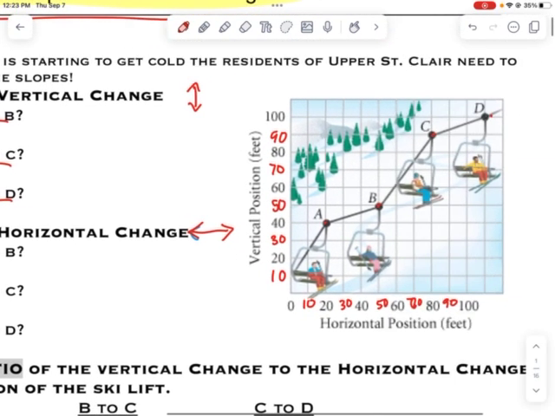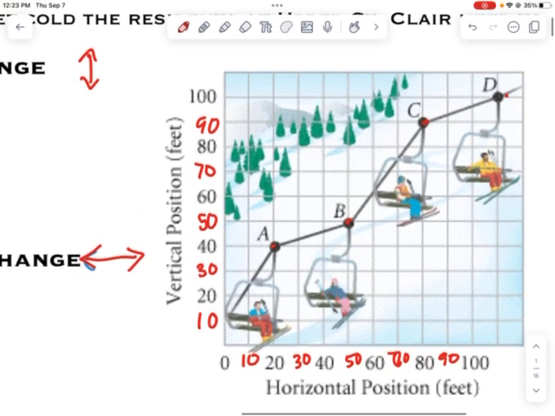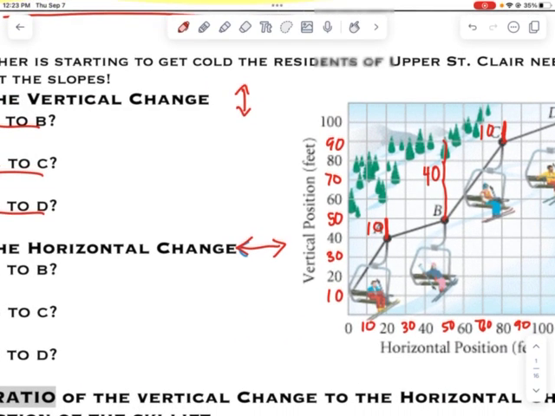So first we're going to talk about the vertical change from A to B, B to C, and then C to D. So if I take a look at my graph, between A and B, the vertical change along the y-axis is really 10. From B to C, I have 10, 20, 30, 40. And from C to D, another 10. So let's go ahead and write those numbers here. 10 feet, 40 feet, and then another 10 feet.